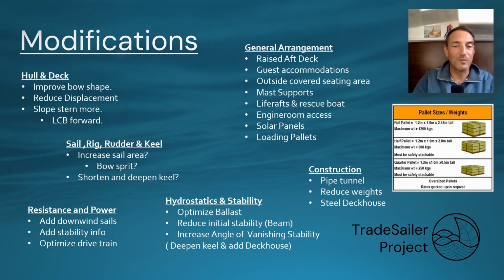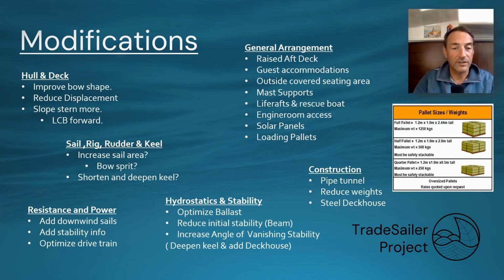All right, let's go through the modifications. These are the modifications I highlighted in the last episode, in the modification evaluation. Let's have a quick walk through them. Hull and deck: improve the bow shape, like I already indicated at the start. Reduce displacement. We can probably go back down to about 300 tons, or cubic meters, sorry. And I want to slope the stern more, which will move the longitudinal center of buoyancy forward. That's what we need to reduce the trim by the stern.